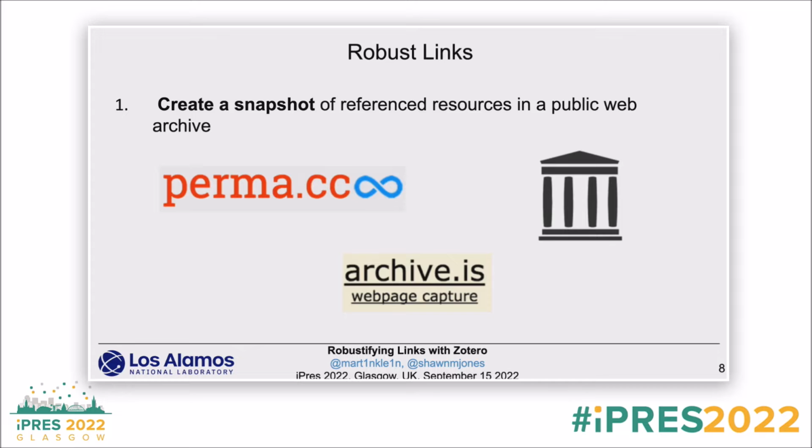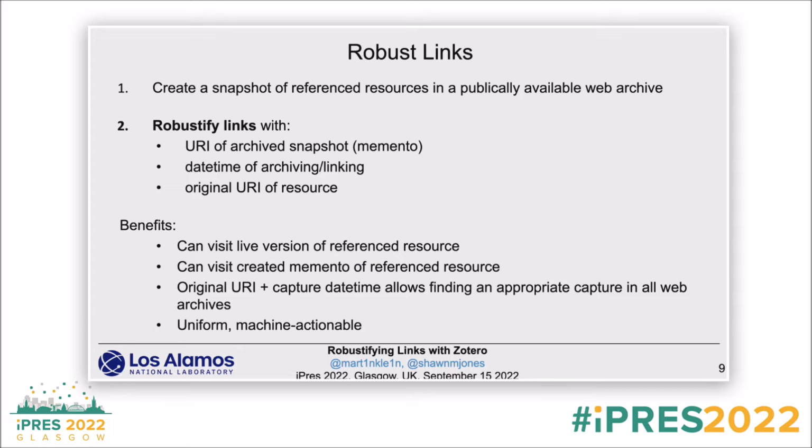So the second step in the robust links concept is to robustify your link. What we mean by that is add pieces of information to a link. Specifically, our robust links consist of three pieces of information. A, the URL to the newly created archival record. B, the time of linking. And C, the original URL of the resource on the live web.